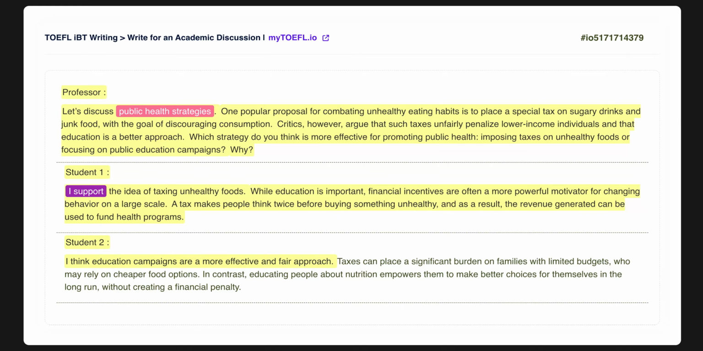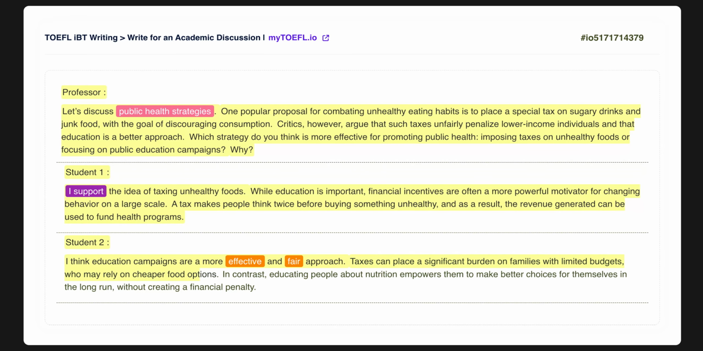Student 2 takes the opposite view. They use the words effective and fair to describe education. This tells us their argument will be based on both results and social justice. Taxes can place a significant burden on families with limited budgets, who may rely on cheaper food options. This student focuses on the significant burden on families with limited budgets. This is a point of contrast that you can refer to in your own response to show you are listening to the discussion.